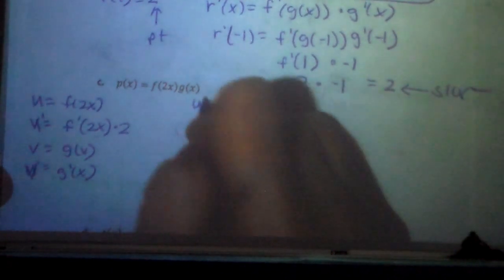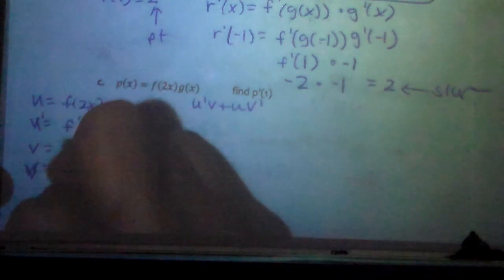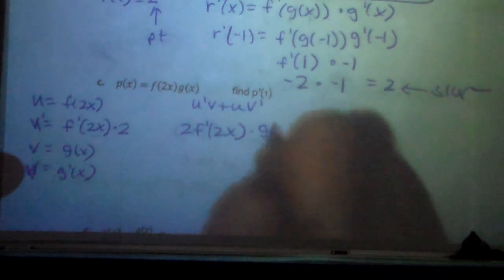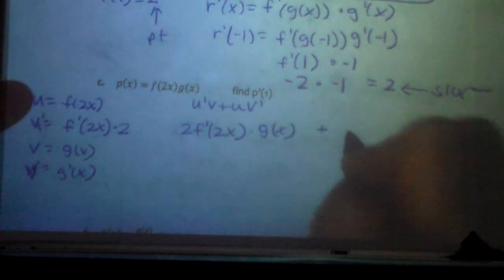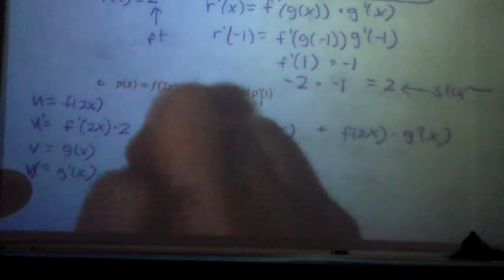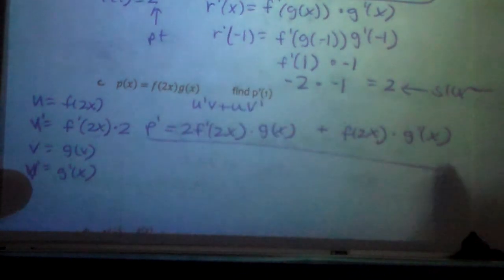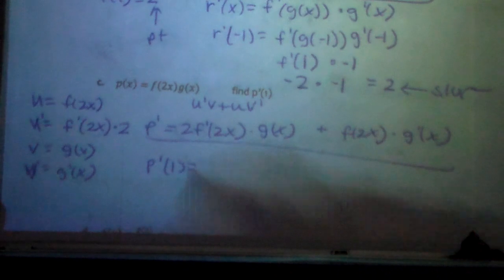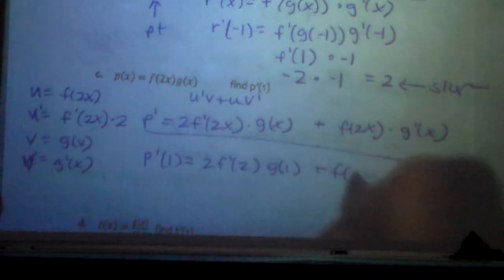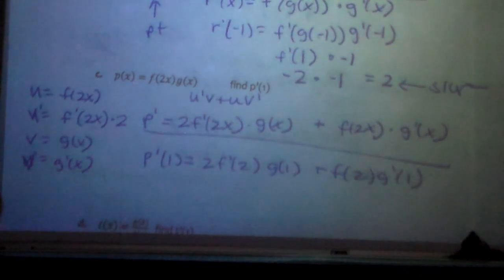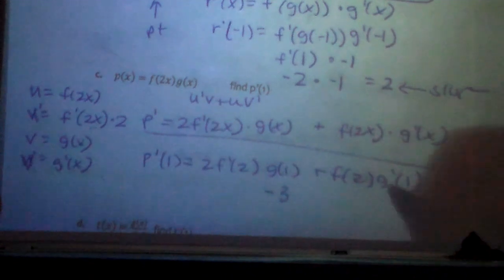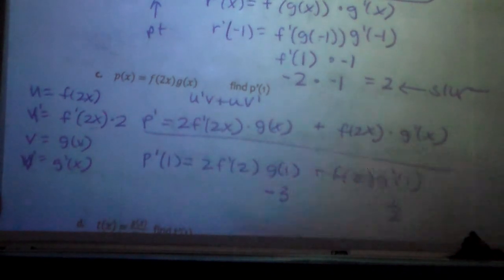Now when I write my u prime v plus u v prime, u prime was 2 f prime of 2x, v is just g of x, plus u, f of 2x, times v prime, g prime of x. So this is my p prime equation. And then now I plug in 1. So this is 2 f prime of 2, g of 1, plus f of 2, g prime of 1. G of 1 is negative 3, g prime of 1 is 1/2.